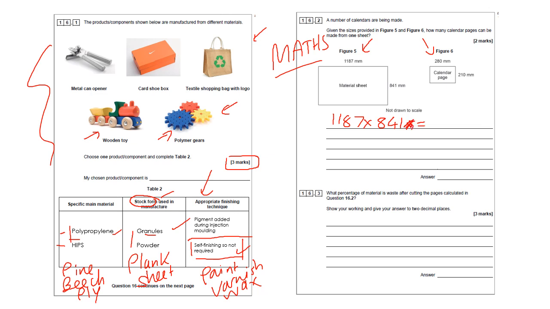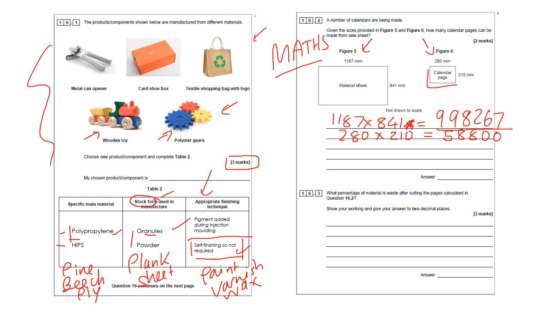So the first thing that you would do is work out what the area of this is, millimetres squared. So you're going to do 1187 times 841. That gives you 998267, okay? Then what you need to do is work out the area of a calendar page. So you go 280 times 210, which gives you 58800. The next thing you need to do is divide them.